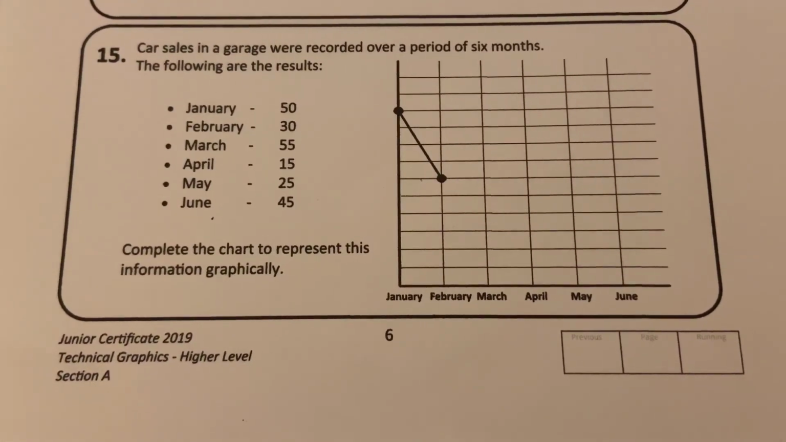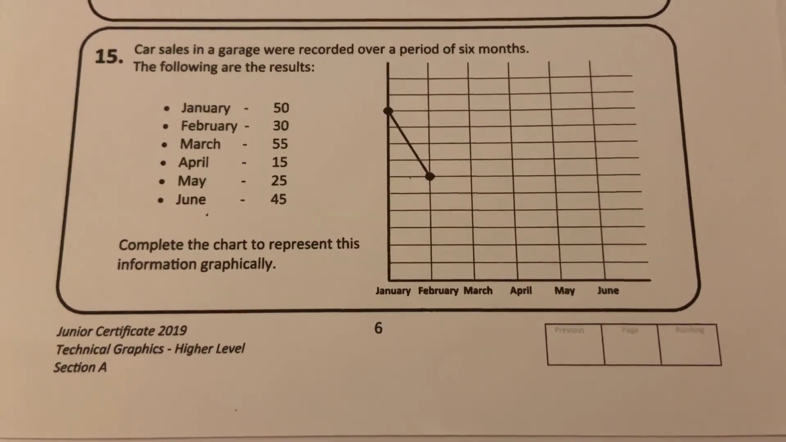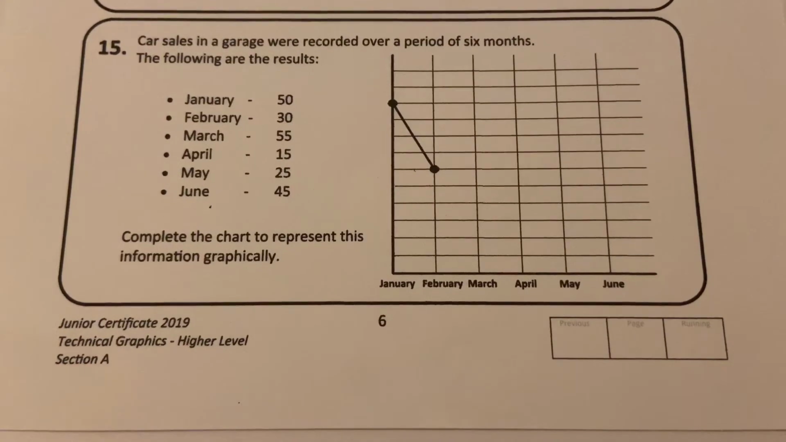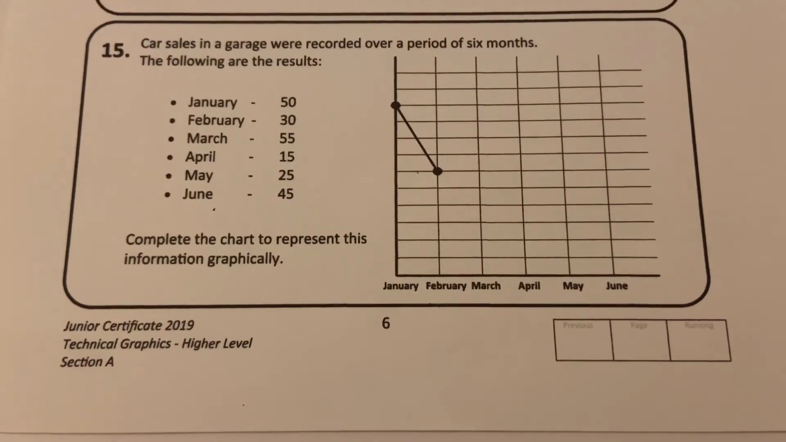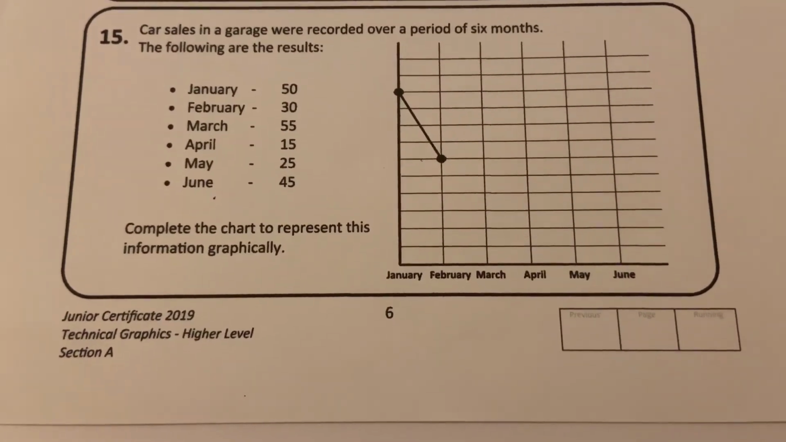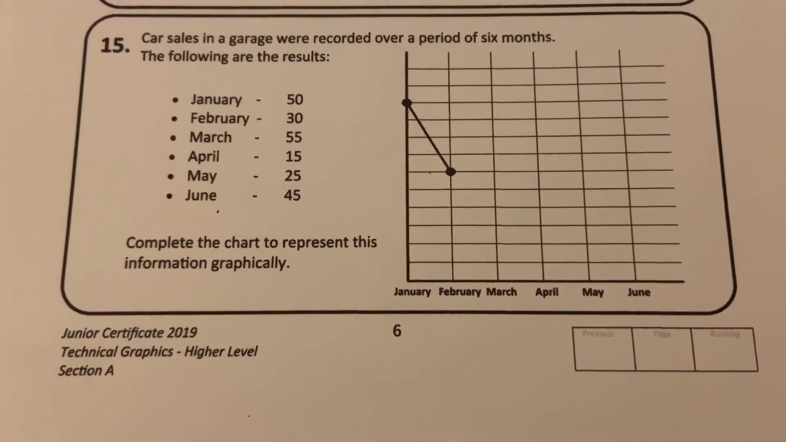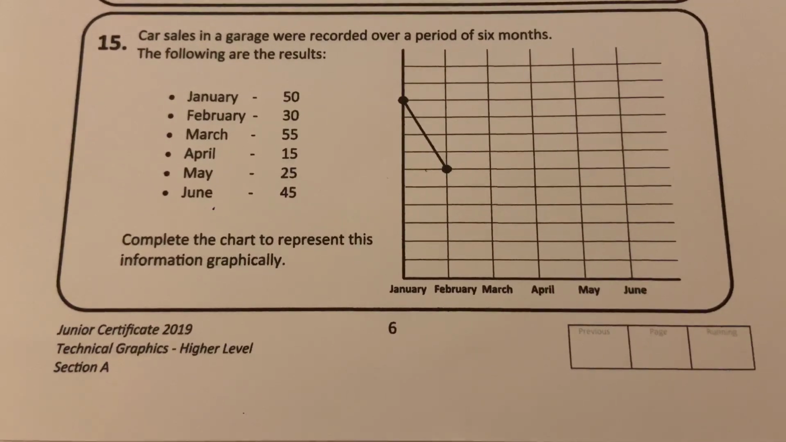Finally, question 15. Car sales in a garage were recorded over a period of 6 months. The following are the results: January 50, February 30, March 55, April 15, May 25 and June 45. Complete the chart to represent this information graphically.